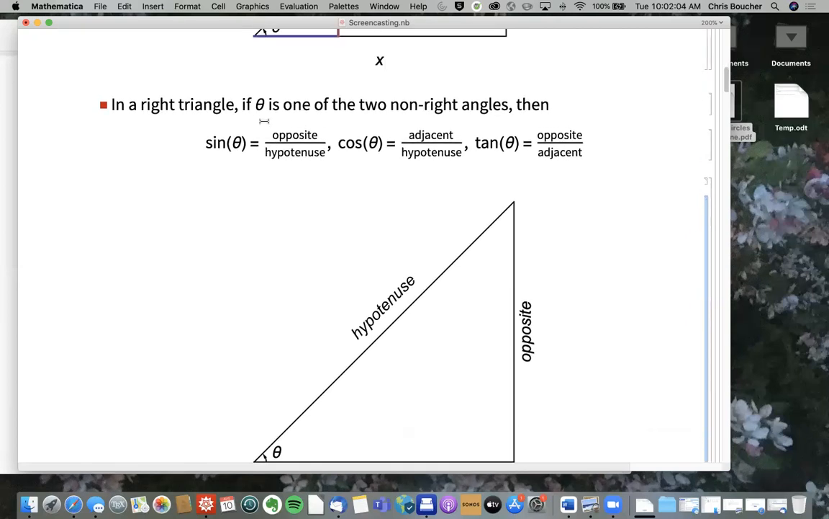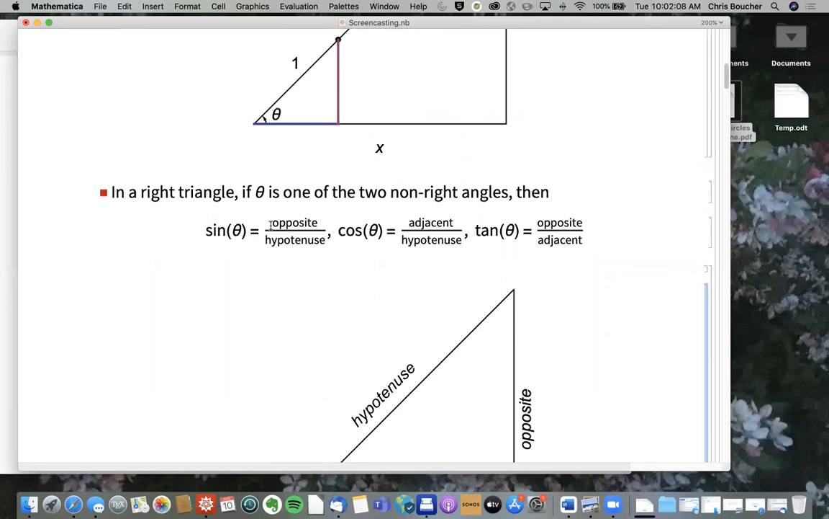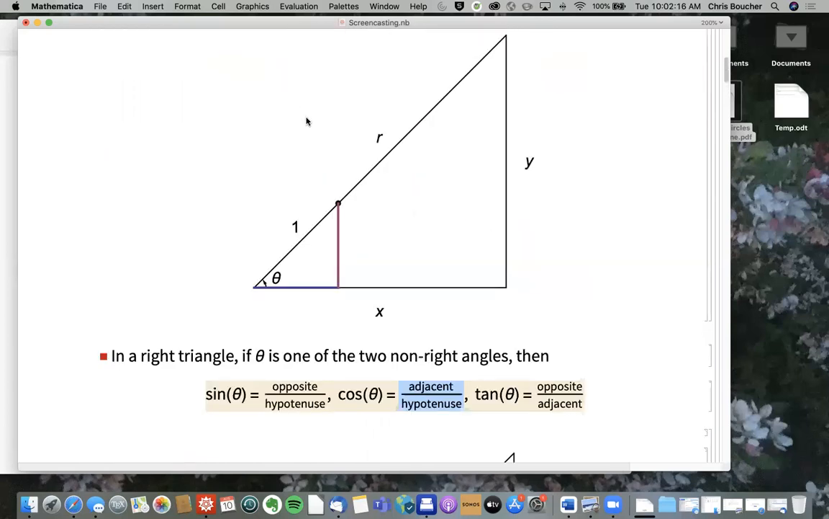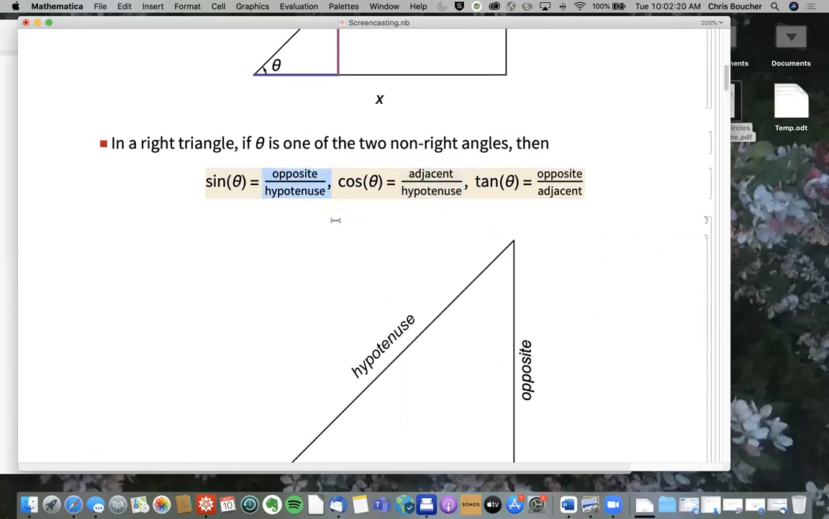And if I plug those labels into our equations, cosine is X divided by R, so that's the adjacent side divided by the hypotenuse. The sine was y divided by r, so that's the opposite side divided by the hypotenuse. And the tangent is the quotient of the two. It's sine divided by cosine. And if you put sine over cosine, the hypotenuses cancel and you just get opposite over adjacent.